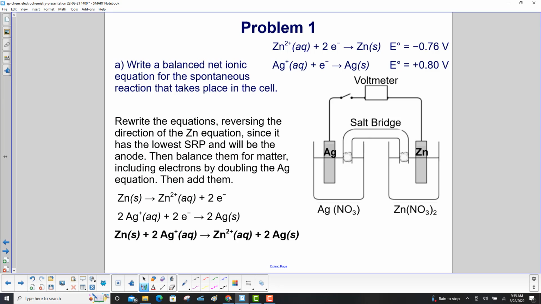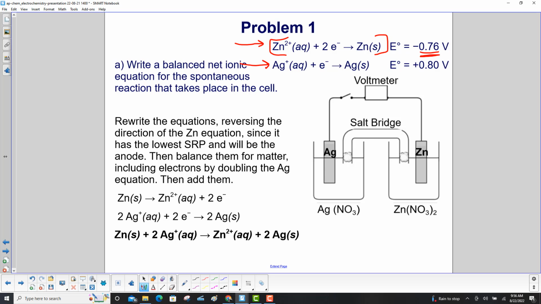Write a balanced net ionic equation. We will have to rewrite the equations, reversing the direction of the zinc equation since it has the lowest SRP and will be the anode. Then balance them for matter, including electrons. Now the first one has 2 electrons, this one only has 1, so we'll have to double the silver reaction.